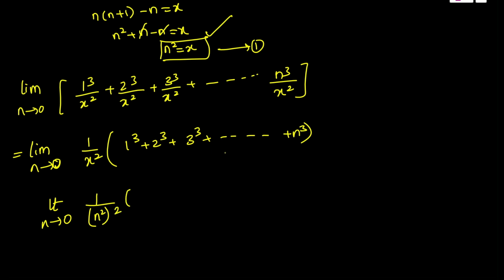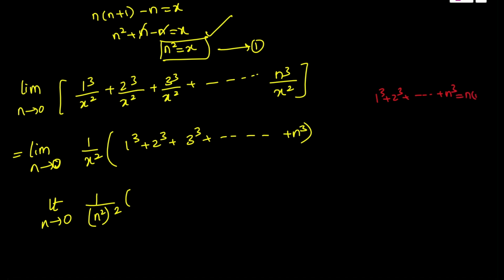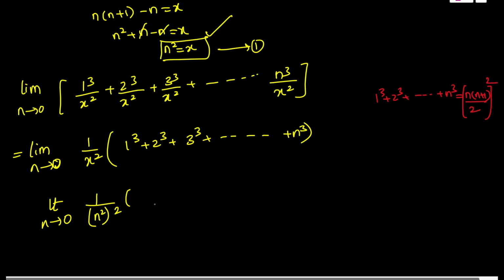So this is in the form of sum of cubes of n natural numbers. So if you know the sum of cubes of n natural numbers, 1 cube plus 2 cube and so on plus n cube, the formula will be n into n plus 1 by 2, everything the whole square. This is the formula we have already learned. Is it okay? Yes. So this is nothing but n into n plus 1 by 2, the whole square.